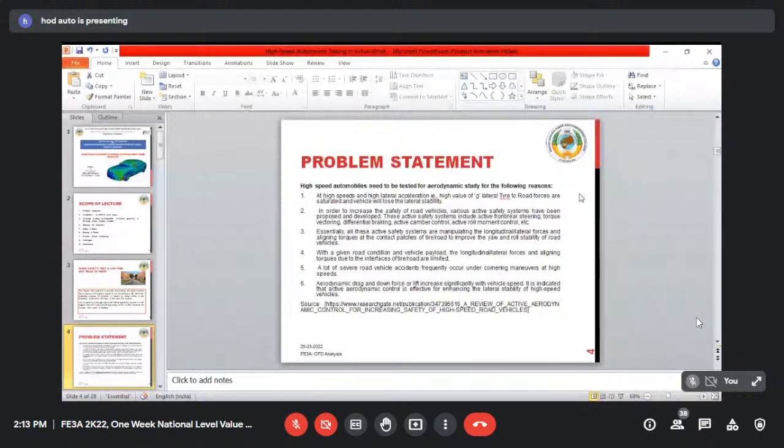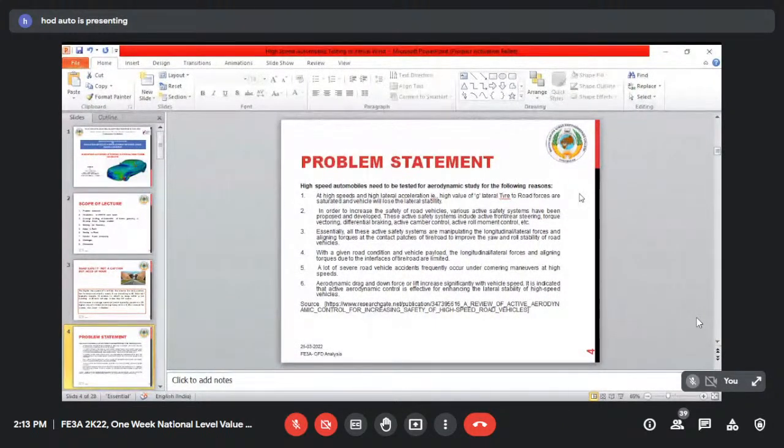Whenever I look at high speed automobiles, they have to be tested for aerodynamic things. Various reasons are there. The first one is at high speeds and high lateral acceleration, because in our terminology, we talk about high value of G. G is 9.81 meters per second squared, say you take it as 10 meters per second squared. So high value of G, we call it as 2G, 3G, and 4G, because whenever you are testing any particular structures for side impact, you say a load of 4G is being applied or 5G is being applied.